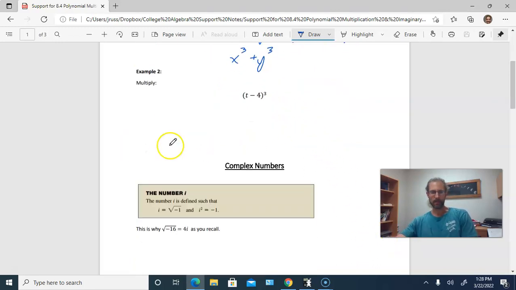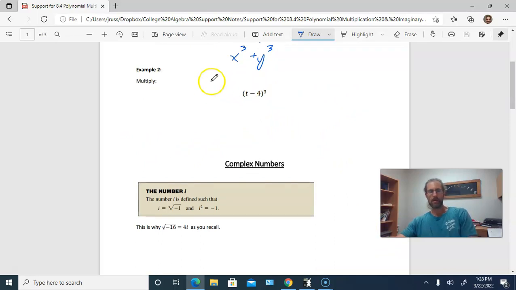Okay, so let's try example 2. Now in example 2, we've got this binomial in parentheses, and there's an exponent of 3 on the outside. This 3 is an exponent, so this means we're going to be multiplying this binomial by itself 3 times. So you've literally got to write it out 3 times: t minus 4 times t minus 4, and then times another t minus 4. And then the rest of this, guys, is just multiplication.